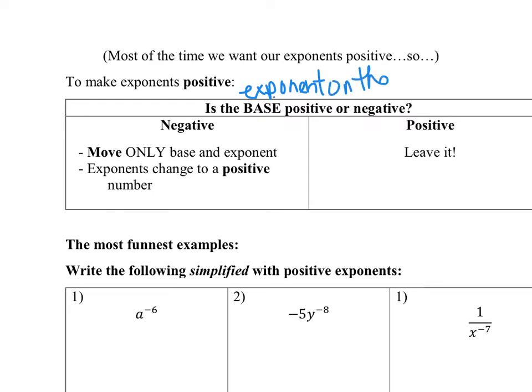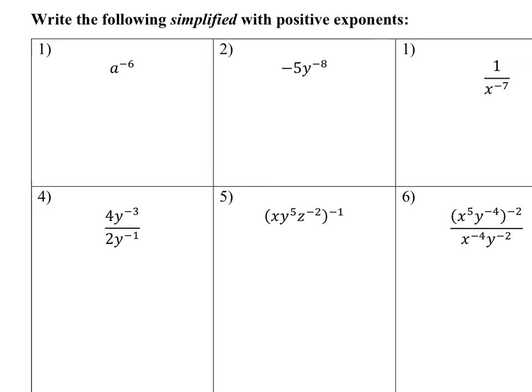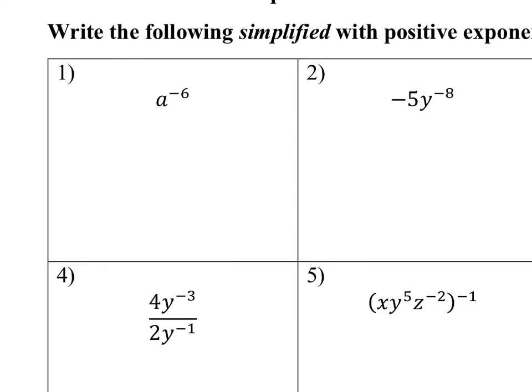on the base? I think I just got excited or something when I was making this worksheet. Is the exponent on the base positive or negative? So we're looking at the exponent, not the base. Is the exponent negative? If it's negative, move only the base and that exponent. Then the exponent changes to a positive number, and you're done. If it's positive, you leave it, you've got nothing to do. Nothing, you're done.